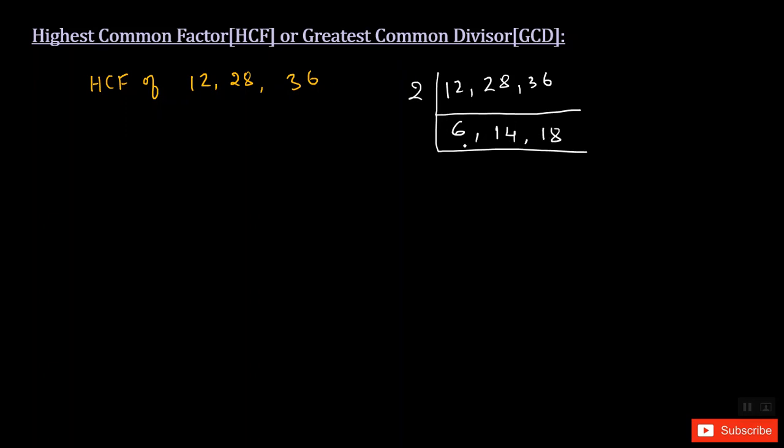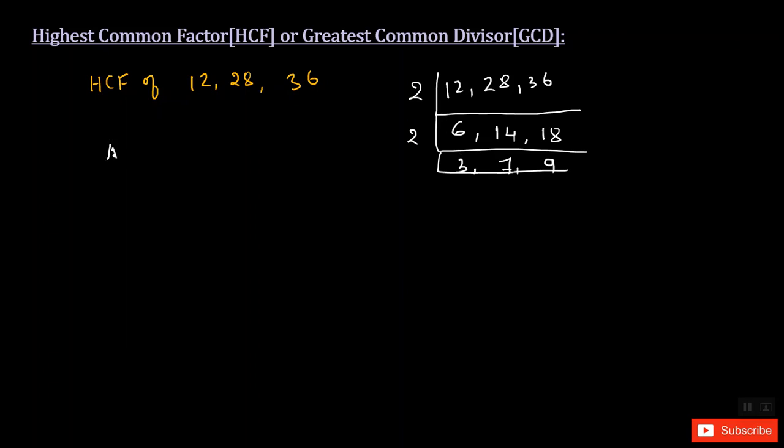Now look, again 6, 14 and 18 are all even, so they can be divisible by 2. Let's try. 6 divided by 2 gives 3, 14 divided by 2 gives 7, and 18 divided by 2 gives 9. Now look, 3, 7 and 9 are not multiples of any common number. So there is no common number which can divide 3, 7 and 9 at a time. So we stop here itself.